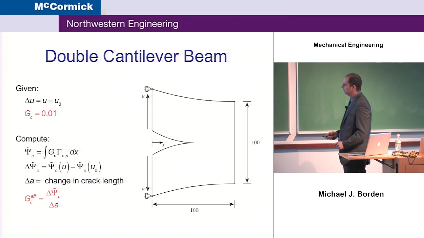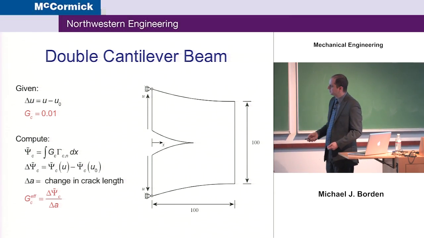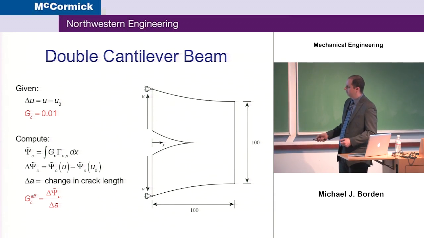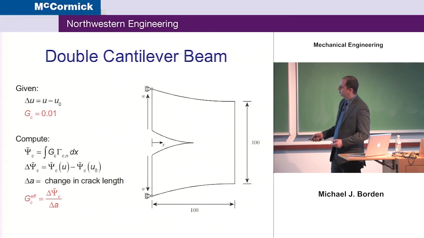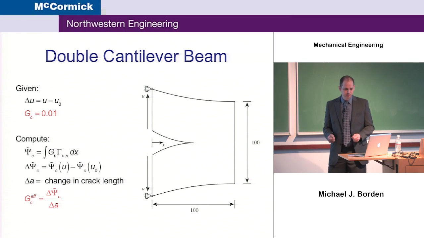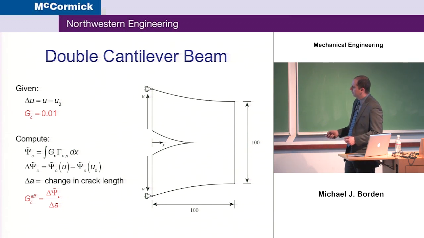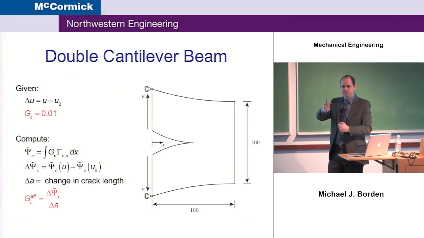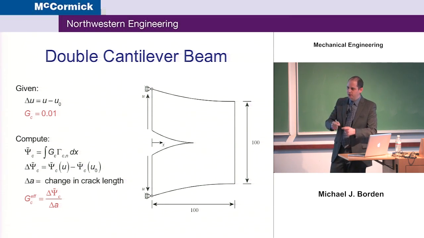We're going to compute the change in the crack surface energy from our initial displacement to our second displacement. And then we're going to divide that by the change in the crack length. And we'll get out what we call an effective critical fracture energy. We're going to compare that to the material parameter that we put into the model to see how they compare. We do this on a double cantilever beam because the crack growth is stable here. So if we take the two ends and displace them a small amount, the crack will grow a small amount.